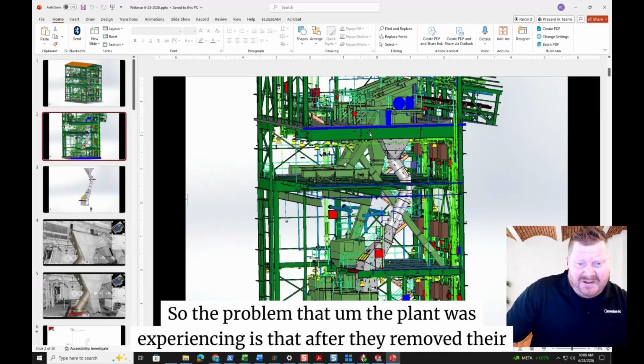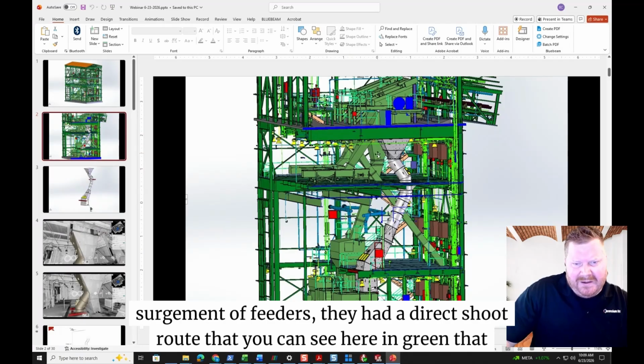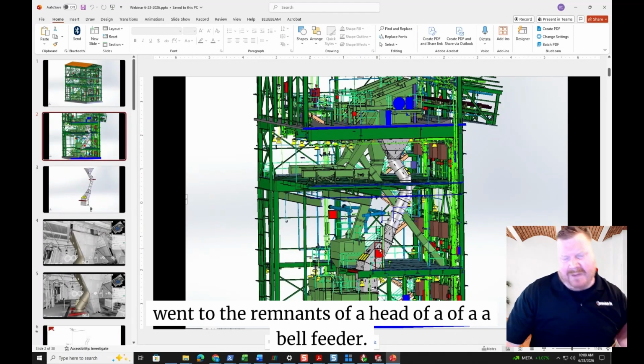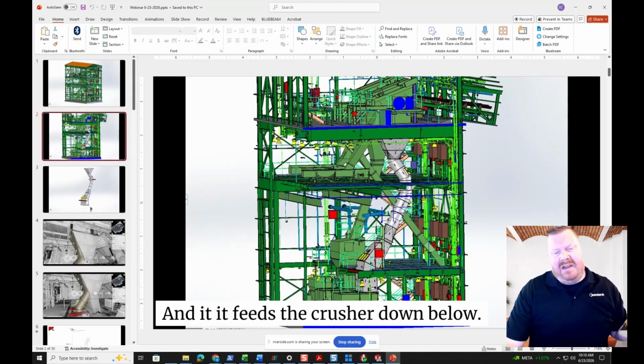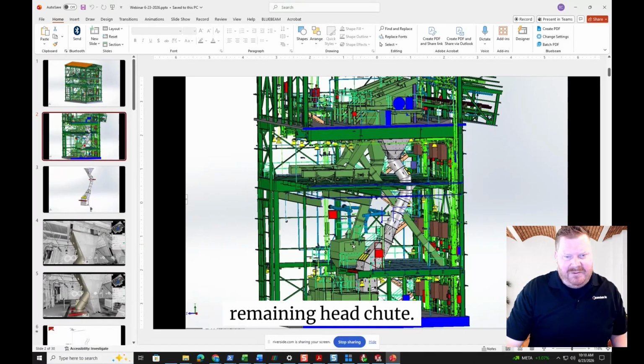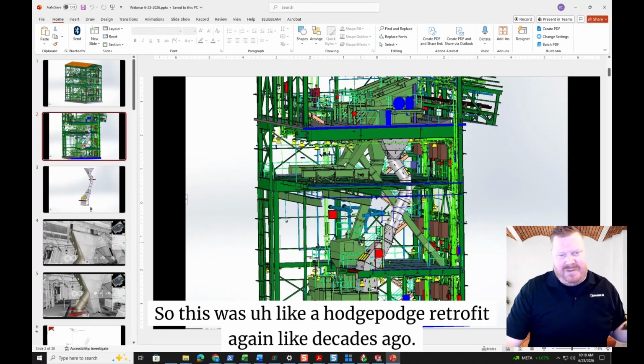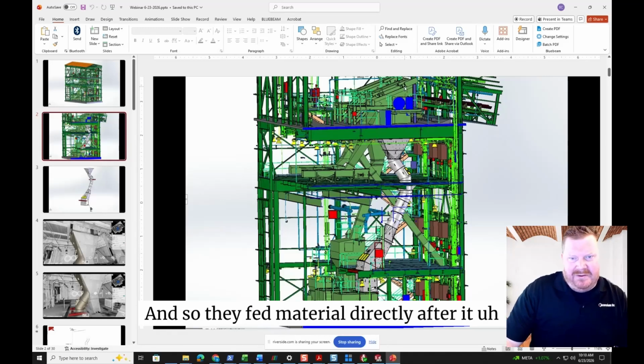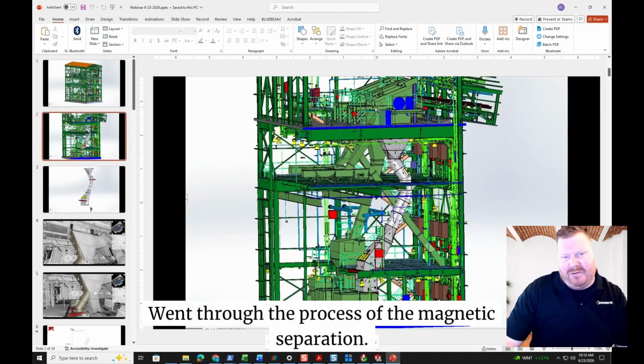The problem the plant was experiencing is that after they removed their surge bin and feeders, they had a direct chute route, that you can see here in green, that went to the remnants of the head of a belt feeder, and it feeds the crusher down below. The problem is that they didn't have any sort of flow control whatsoever going to this remaining head chute. So this was a hodgepodge retrofit, decades ago. They fed material directly after it went through the process of the magnetic separation.